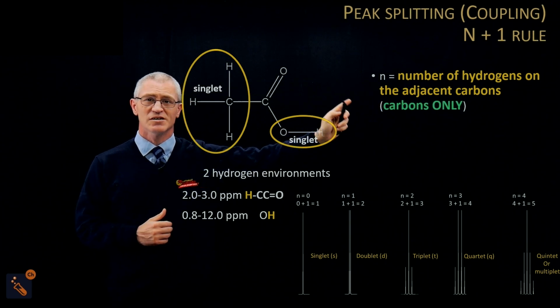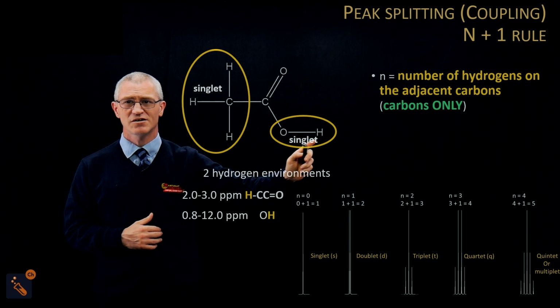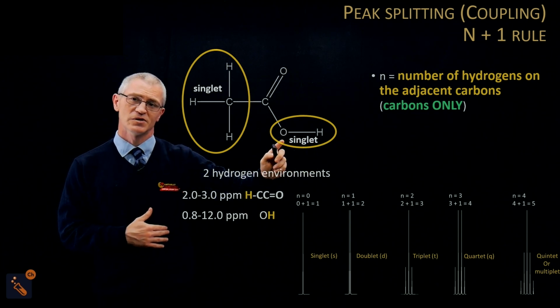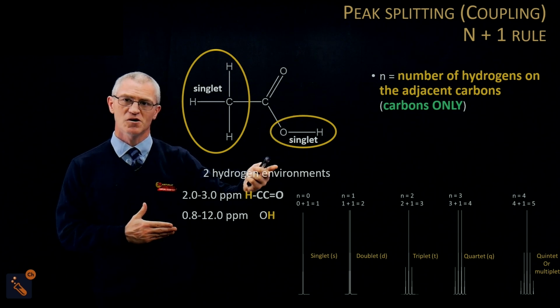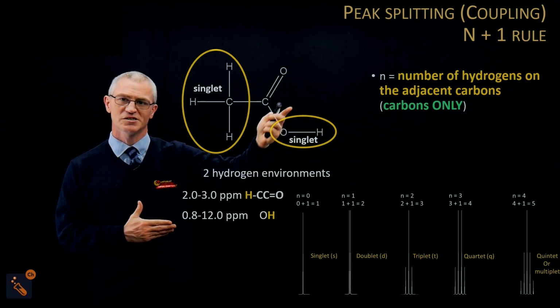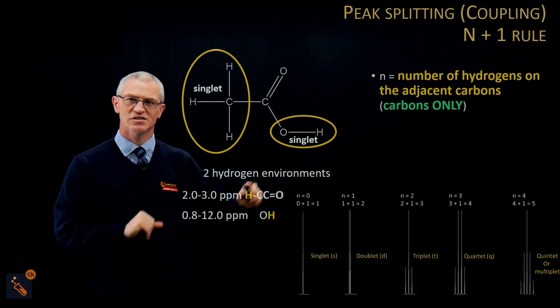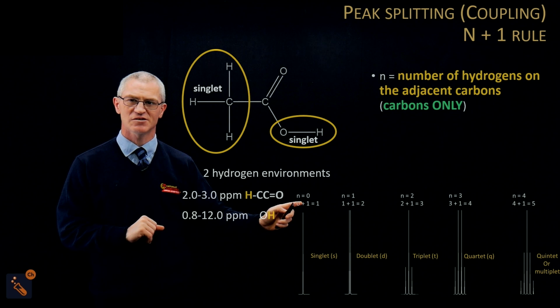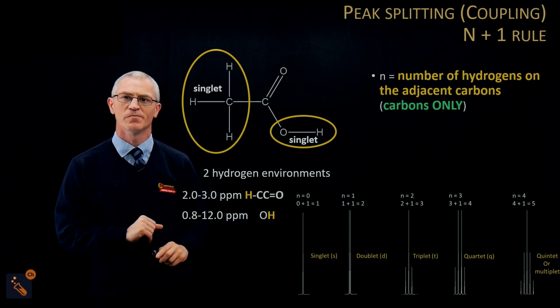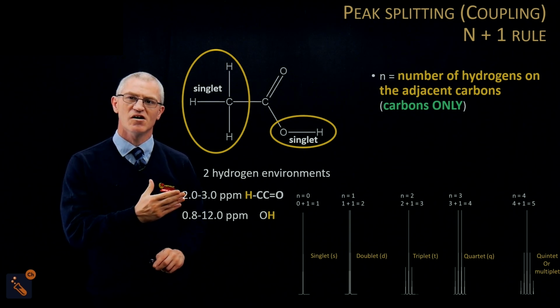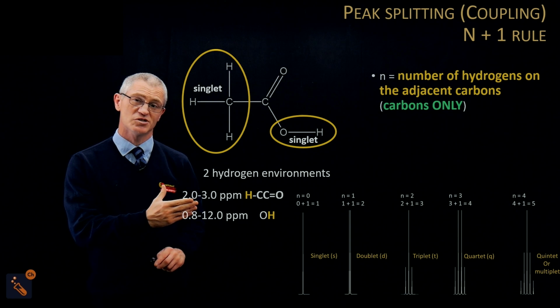Okay, carbons only, on the adjacent carbons only. Now, as soon as that hydrogen reaches oxygen, or nitrogen for that matter, okay, there is no peak splitting. It's like a blocker to any kind of peak splitting. Okay, that means it acts as if there are no hydrogens on the adjacent carbon at all. So it goes n equals 0, 0 plus 1 equals 1. And that's why you get that singlet. So we've got two singlets and we've got our chemical shifts.